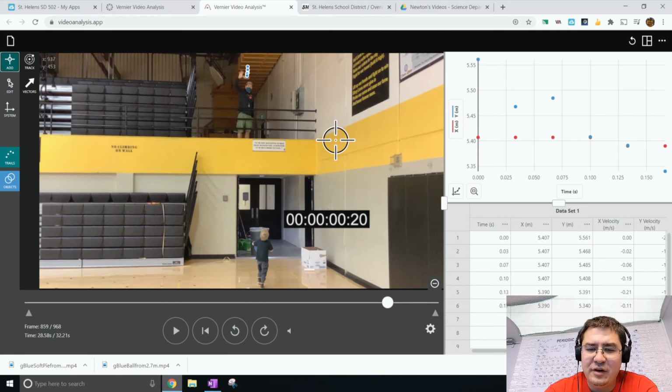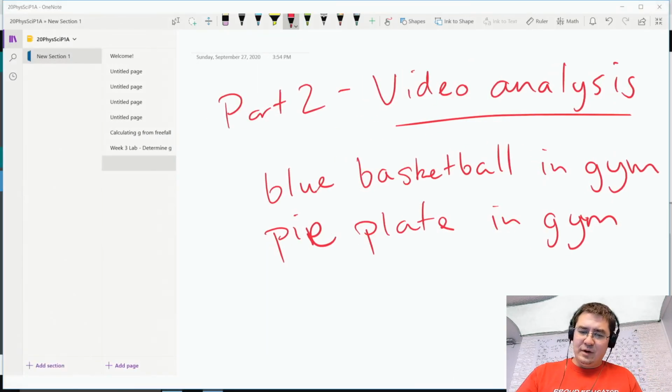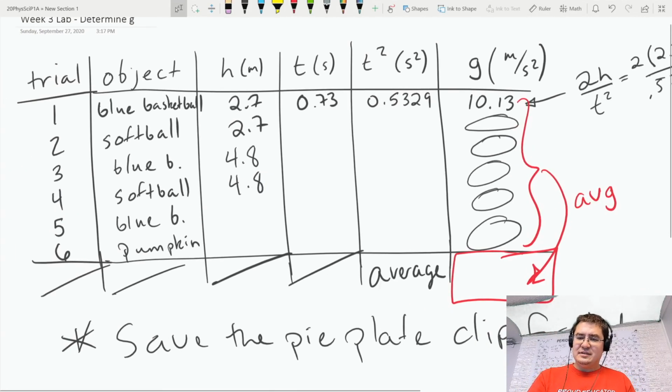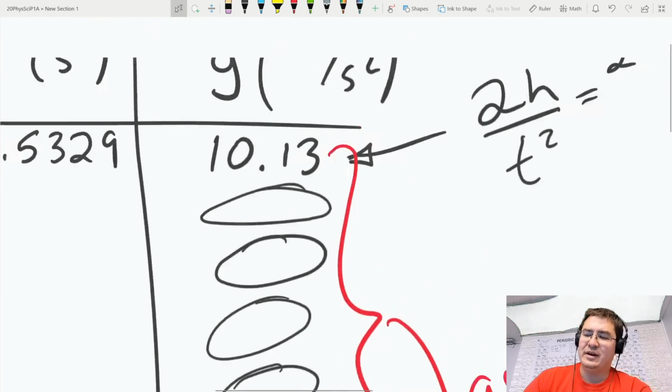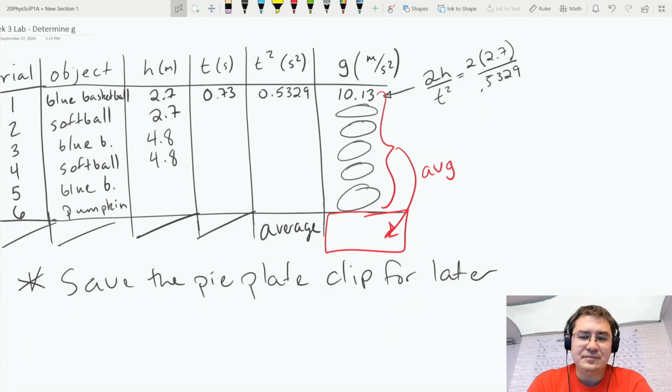So, okay, that's part 2. So let's just recap. Part 1 looks like this. Make a table. 6 trials. Watch all 6 objects falling. Use the stopwatch that's on the screen and the heights that are given in those videos. Either I say them out loud or I put them on the screen for you. Use those heights, and you're going to use this formula: 2h over t squared, to calculate g. Do it 6 times and get an average.